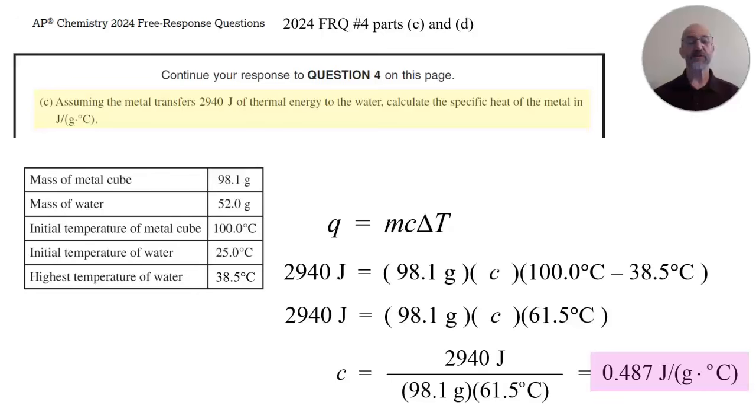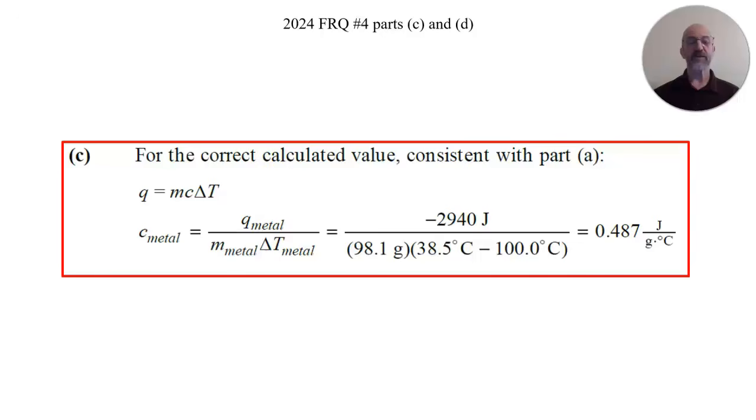Now, I'll show you the official scoring guidelines for the 2024 AP free response questions. All of this information is included in the video description area. So the 2024 FRQs and the official scoring guidelines, you can find that in the video description area. So this was the official scoring guidelines answer. You can see 0.487 joules per gram degree Celsius was the intended answer to FRQ number 4, part C.